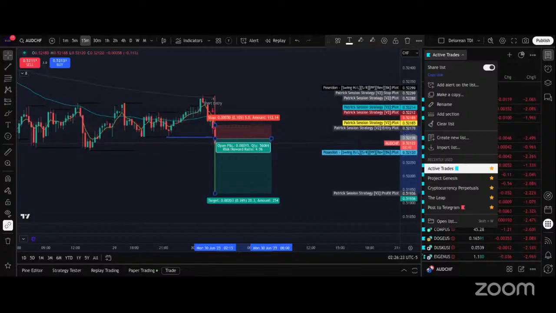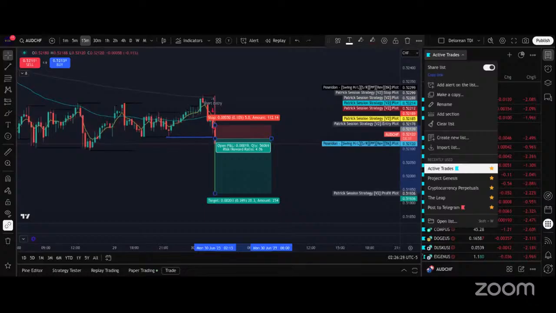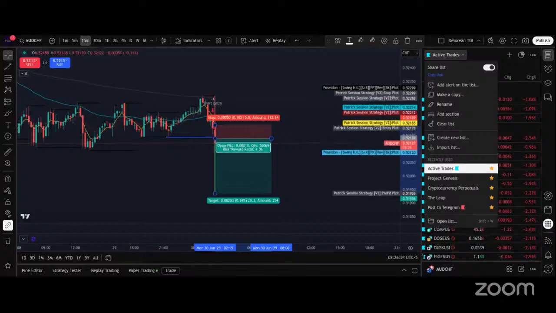That's LHFX. Both of these are regulated brokers, so you don't have to really worry about depositing money or withdrawing money. They do pay out, and they are very stable. So those are the 2 brokers that I'm using, along with the active trade list.